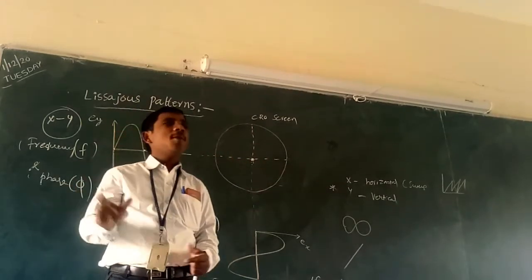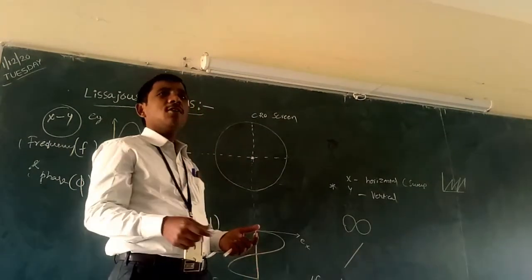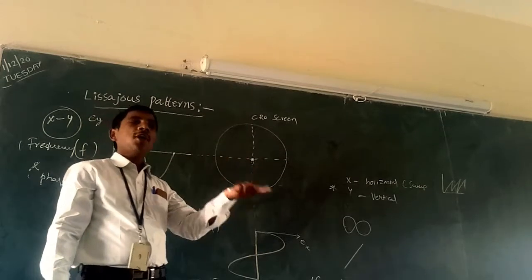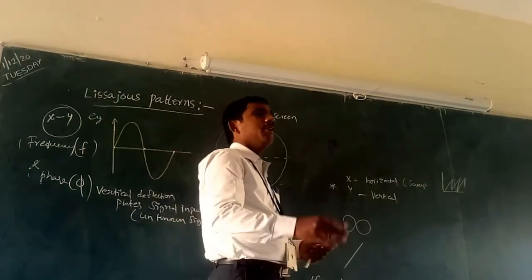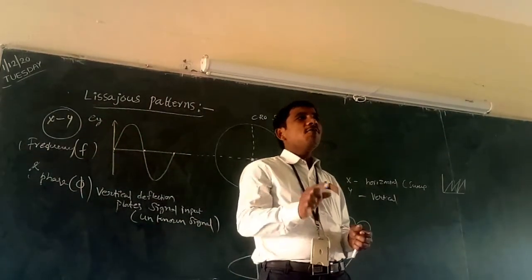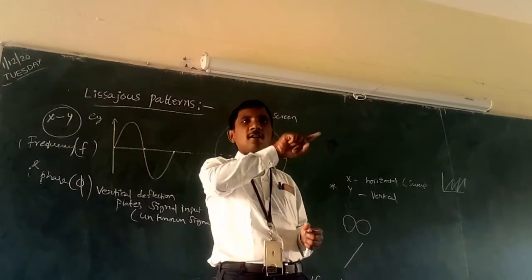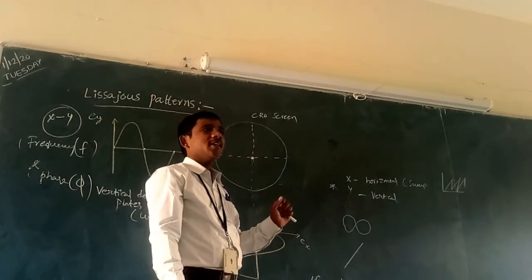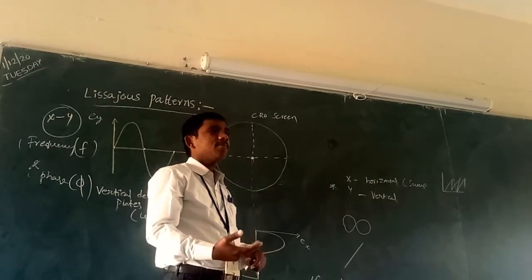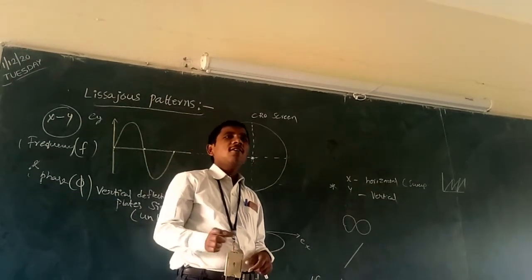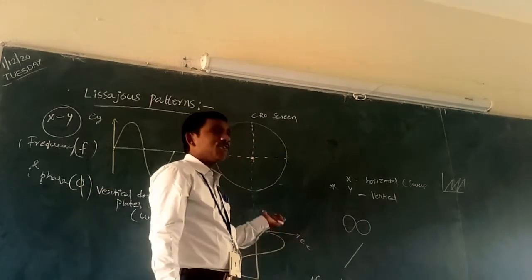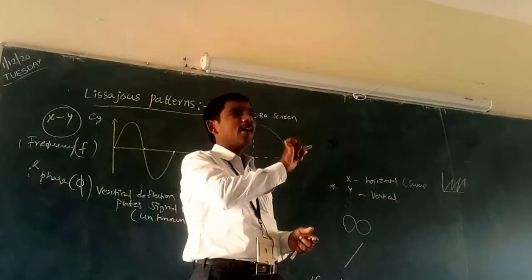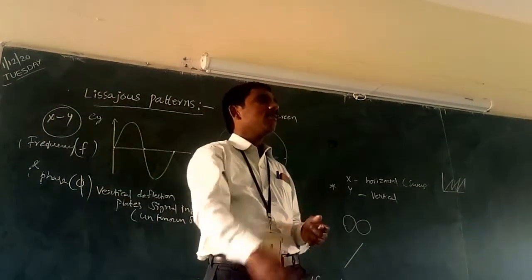One thing we commonly observe in the CRO: when you turn on the CRO, which line will be formed? Vertical line or horizontal line? When you turn on the CRO, which line is formed? Normally, what happens when the CRO is turned on? Is a horizontal line coming, or a vertical line?